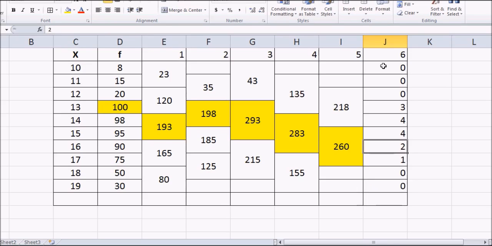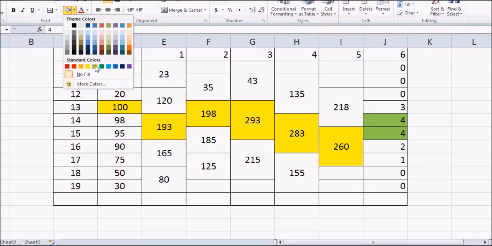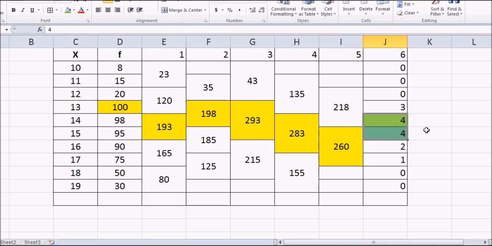Okay, so we see that there are 2 which are maximum. So these are the 2, and then we now see that it corresponds to 14 and 15. So can we call both of these as mode? No, we will have to use the empirical formula, and to get the value of mode through the empirical formula, we will have to find the mean as well as the median. So let's do that.